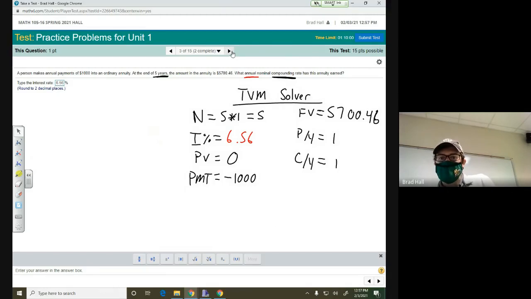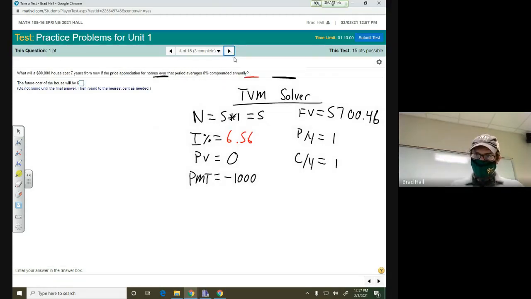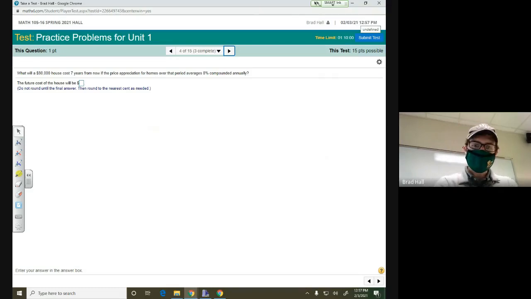All right, let's move on. So there's a $90,000 house. How much will this house cost 7 years from now, if the price appreciation averages 8% compounded annually? First question, which formula or method do we use?